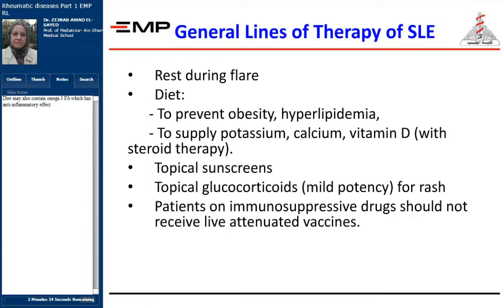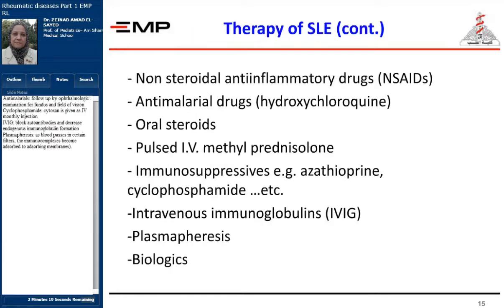The patient should use topical glucocorticoids for the rash, and those patients who are on immunosuppressive therapy should not receive live attenuated vaccines. They can take them after you stop the immunosuppressive therapy. If the patient has mild manifestations like arthritis, you may start by giving a non-steroidal anti-inflammatory drug. You can introduce anti-malarial drugs like hydroxychloroquine if the patient has significant cutaneous manifestations. Oral steroids like prednisolone are given at doses according to the severity of the condition.